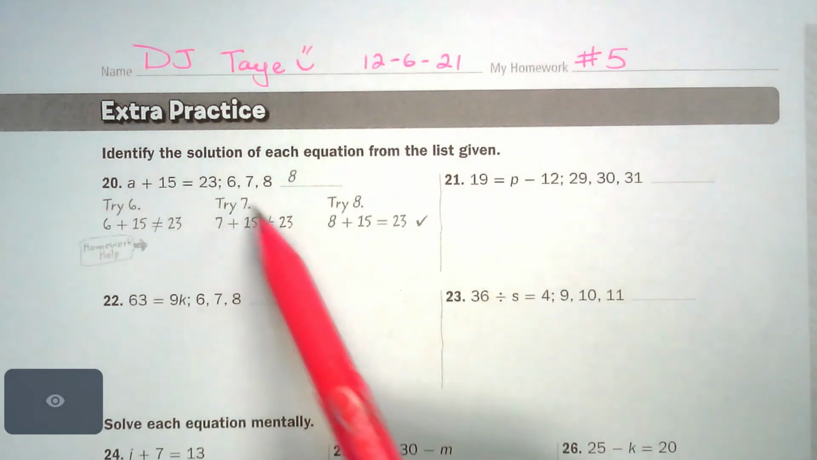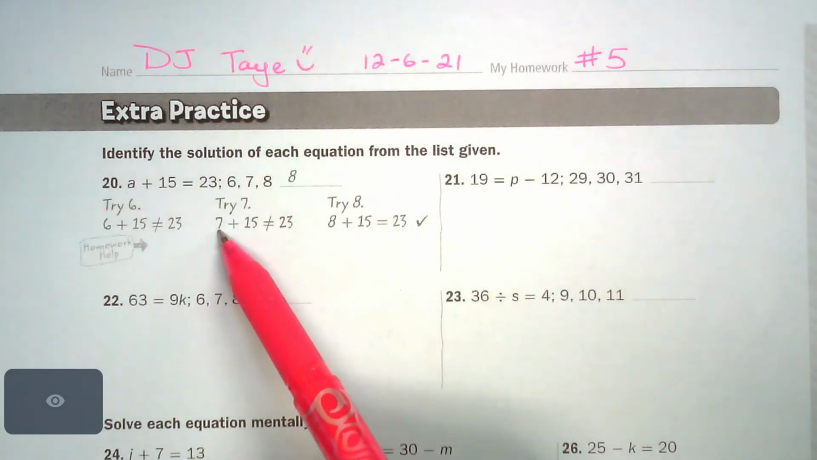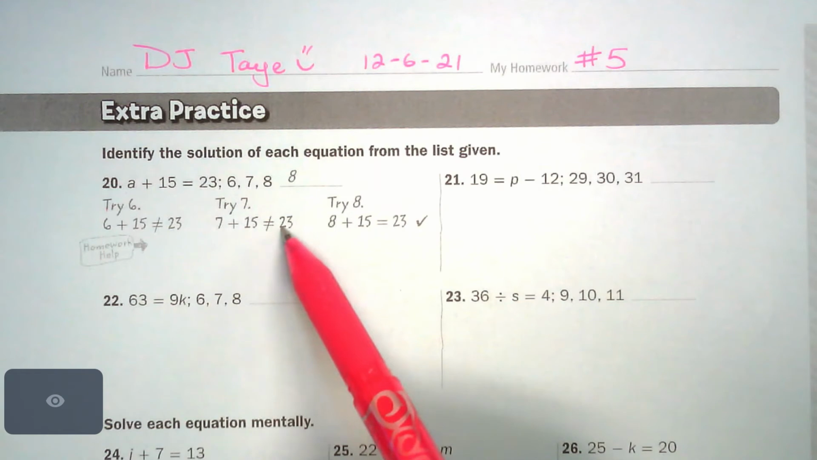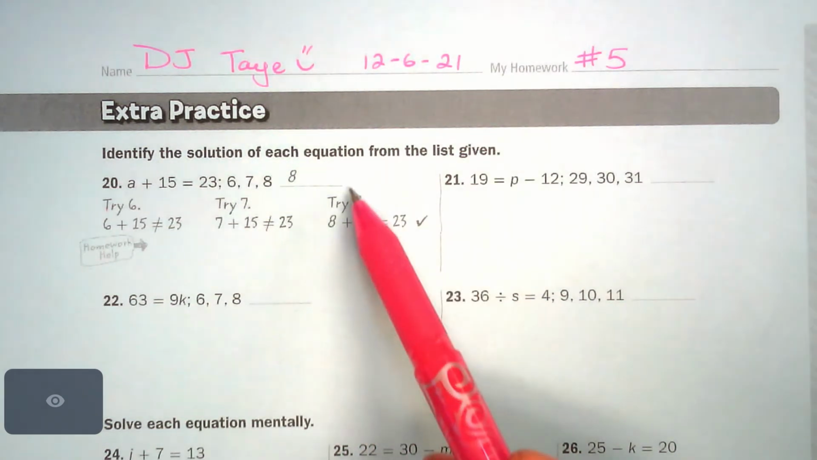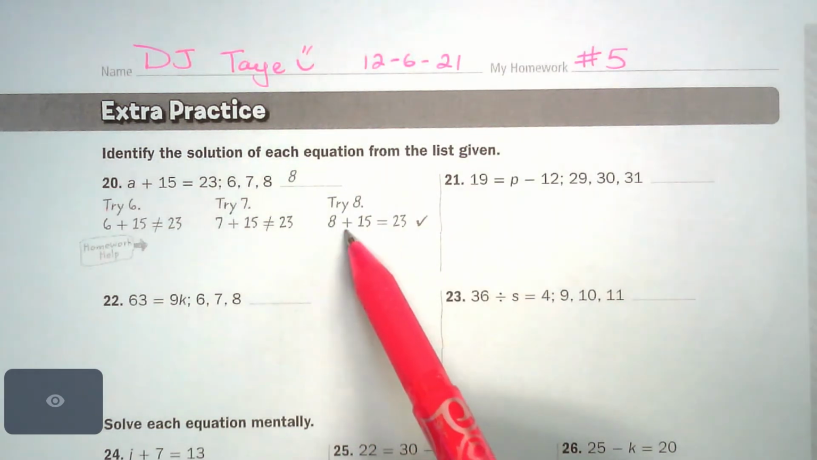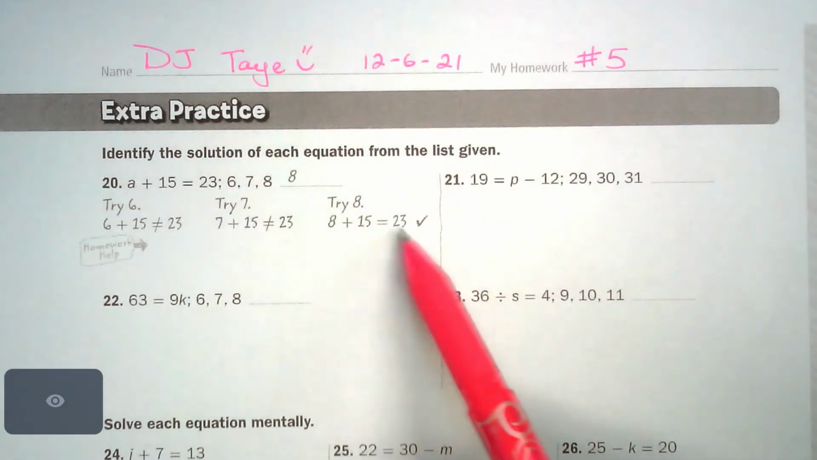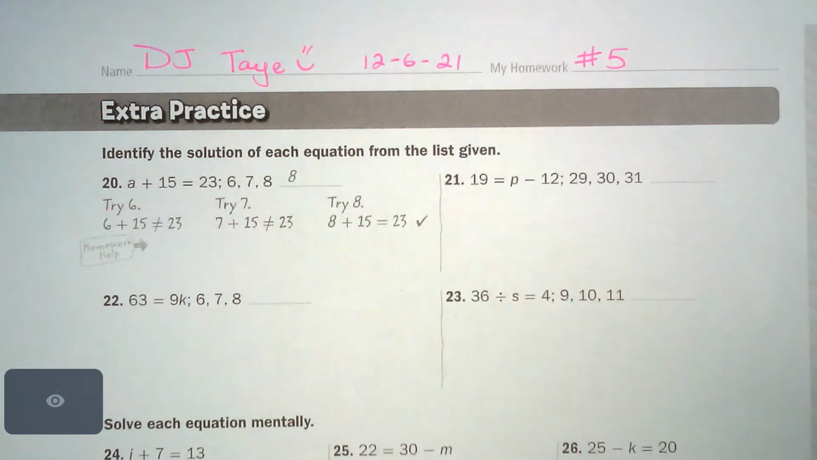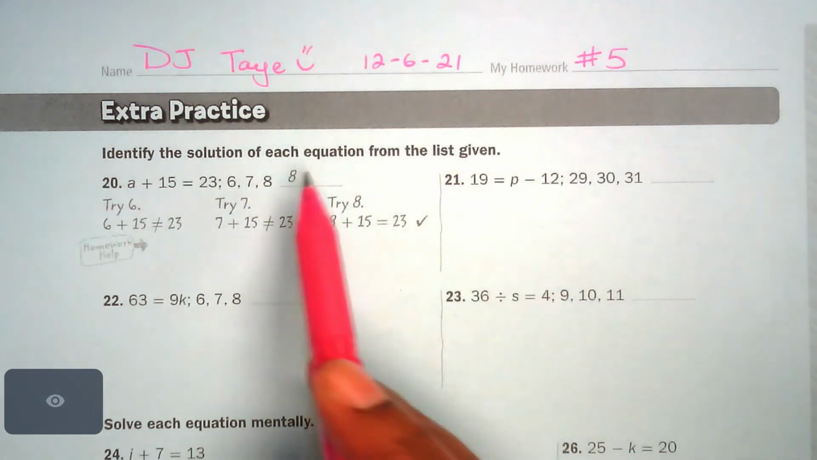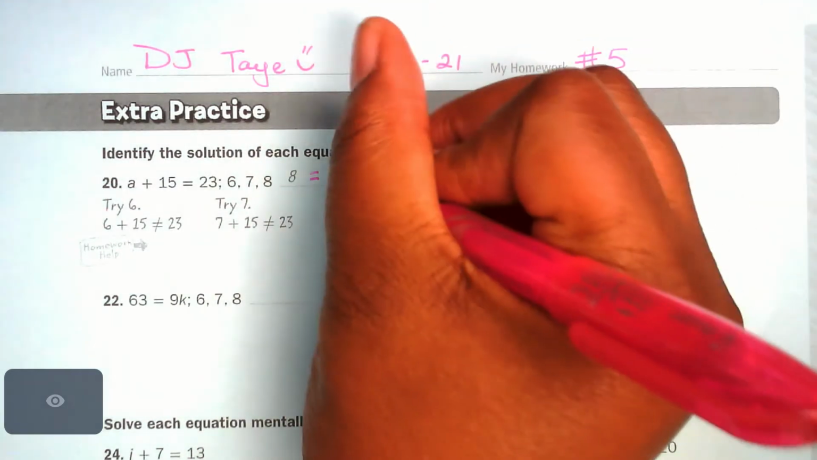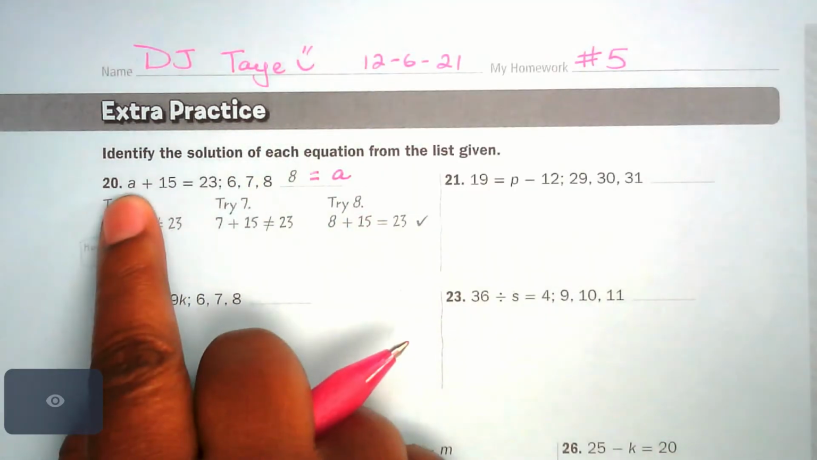Then when we try 7, we substitute that 7 in for a. 7 plus 15, well, guys, that's 22. And 22, again, does not equal 23. So now when 8 is tried, 8 plus 15 equals 23. Notice that is correct. 23 does equal 23. So we have our check mark next to that. I know they just put 8 on the line, but I like to make sure that we said that 8 is what a equals.